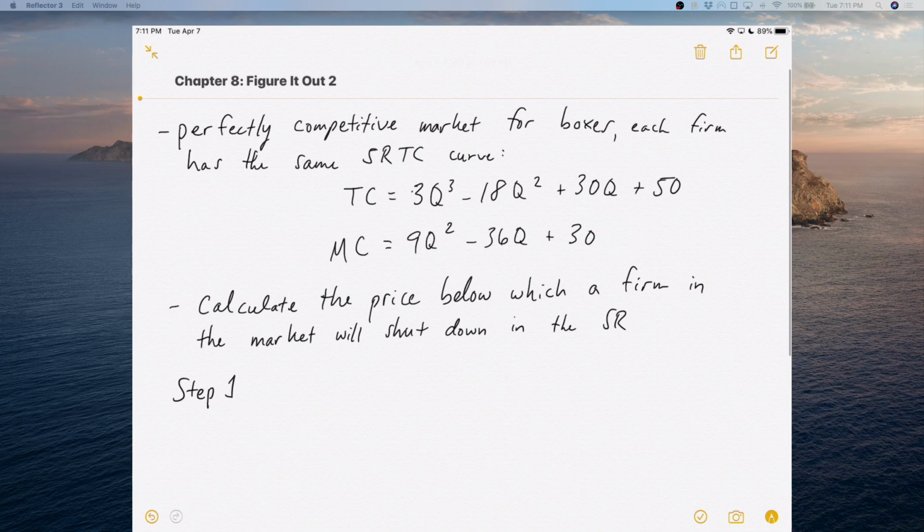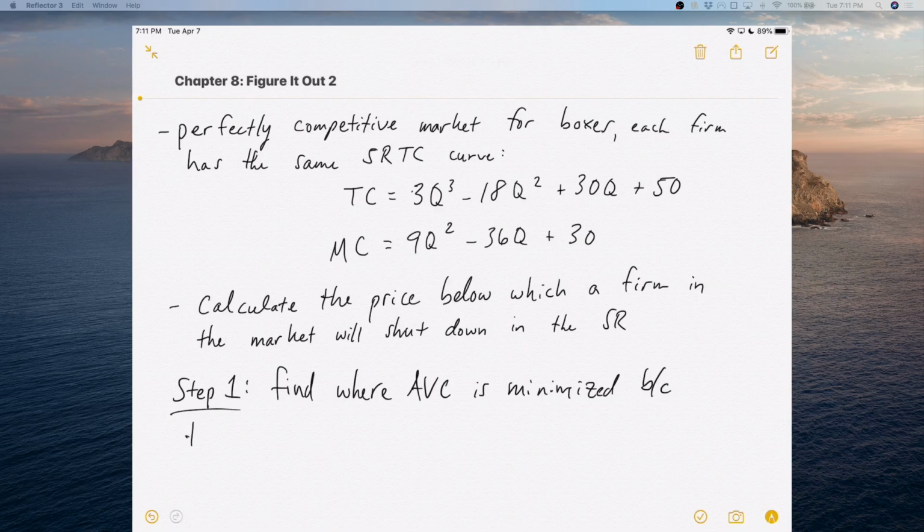find where the average variable cost is minimized, because the firm shuts down when price is less than the average variable cost minimum.